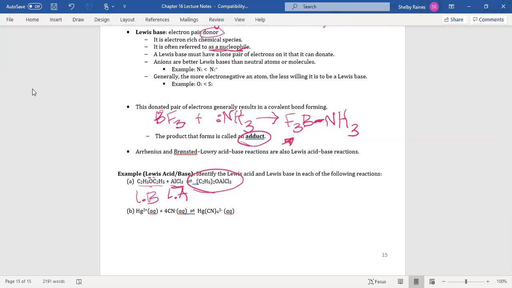B is easier to identify because we have positive and negative charges. So if it's a positive charge, it has to be a Lewis acid. If it's negative, it's a Lewis base. And again, there's our adduct that we formed.